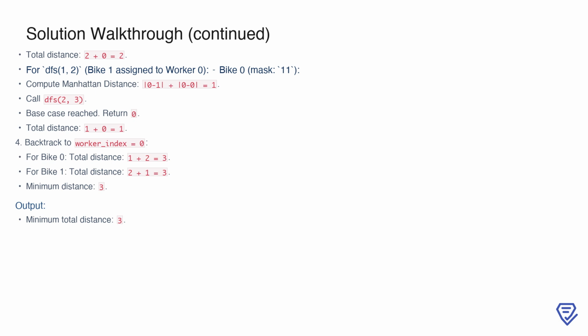Backtracking to worker 0, we evaluate the total distances for each bike assignment. If bike 0 is assigned to worker 0, the total distance is 1 plus 2 equals 3. If bike 1 is assigned, the total distance is 2 plus 1 equals 3. Therefore, the minimum distance in this case is 3. The output for this example is a minimum total distance of 3.